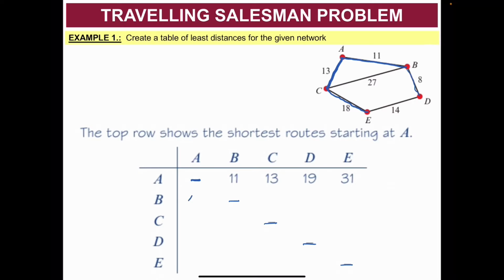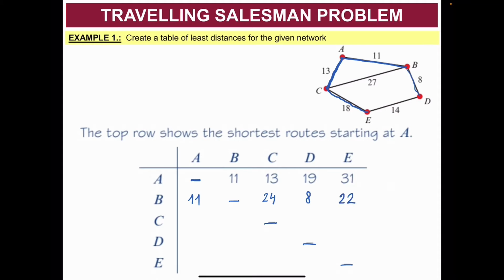B to A is obviously the same as A to B, 11. B to C, we can check. The direct link is 27, but you can also go from B to C through A, which would be 24. And then from B to D, the direct link is 8, and in this case, it's the shortest one. And B to E, we have several options how to get there. The shortest one would be 22 if you go through D.